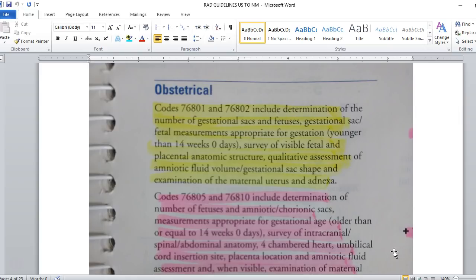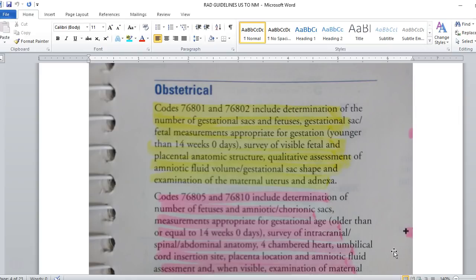So 76801 and 802 includes determination of the number of gestational sacs and fetuses, gestational sac and fetal measurements appropriate for gestation younger than 14 weeks, 0 days. We also are going to survey visible fetal and placental anatomic structures, qualitative assessment of amniotic fluid volume, and gestational sac shape, and examination of the maternal uterus and adnexa. So basically, this is when mom is 3 months or less pregnant. Because remember, we go by the last menstrual period, which they calculate as 2 weeks. So they calculate from 2 weeks after the last menstrual period.